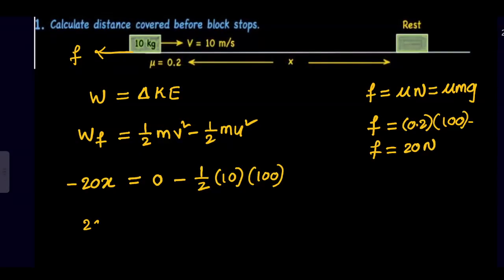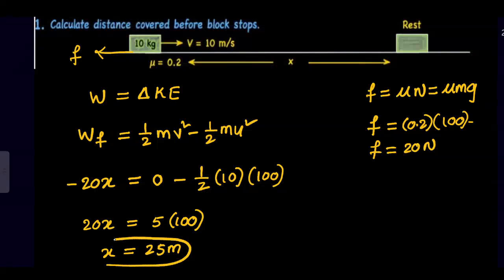So it will come to 20x equals what? 5 into 100. So that is how much this x value? The 0 will get cancelled, so 5, 25. So x is 25 meters. This is the displacement.